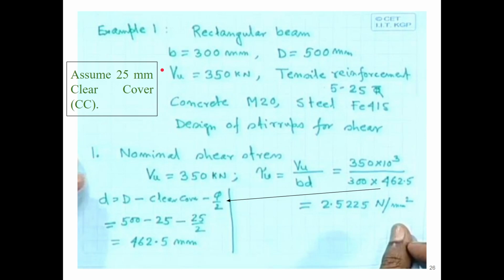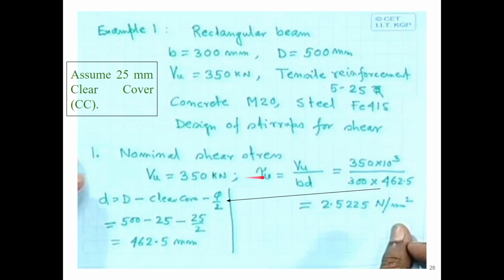Now let us go through a problem in order to understand it better. Say, for example, you take this problem. This is a rectangular beam having a width of 300 mm and an actual depth of 500 mm. The design shear load is 350 kilonewton, and the tensile reinforcement provided is 5 bars of 25 mm. The concrete has a grade of M20 and the steel is Fe415. Design the stirrups for shear. You can assume the clear cover to be 25 millimeter.